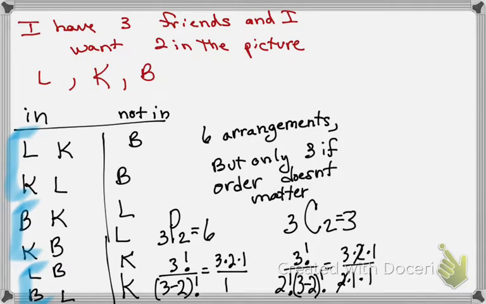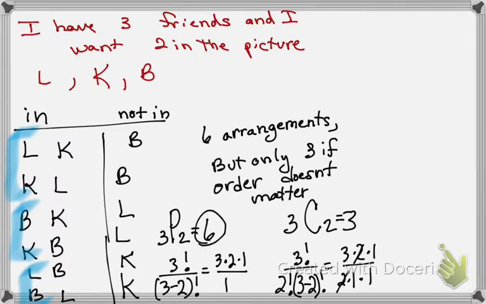Now check this out. I have 6 arrangements, but I only have 3 if order doesn't matter, because the first 2 are really the same if order doesn't matter. And the third and fourth one are really the same if order doesn't matter. So let's look at our 2 equations and see how this works out. My permutations is order matters. So that's why it's 6, because they're different, L and K versus K and L. And my equation says it's 3 factorial over 3 minus 2 factorial. So it's just 3 times 2 times 1, which is 6.